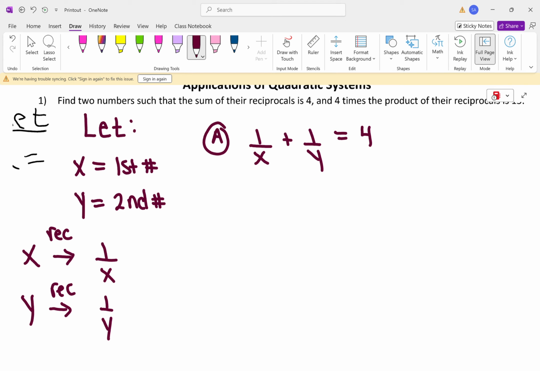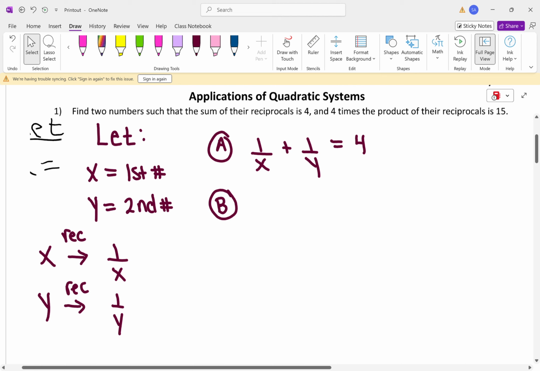But since there's two unknown variables, how many different equations do I need? 2. So we have one equation. Now we need another equation. The next equation is saying 4 times the product of their reciprocals is 15.